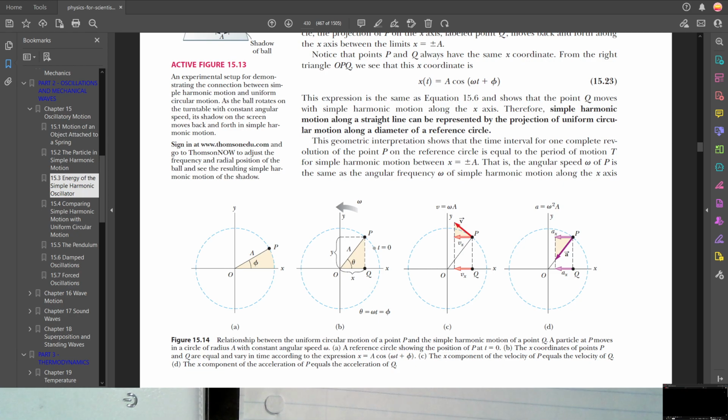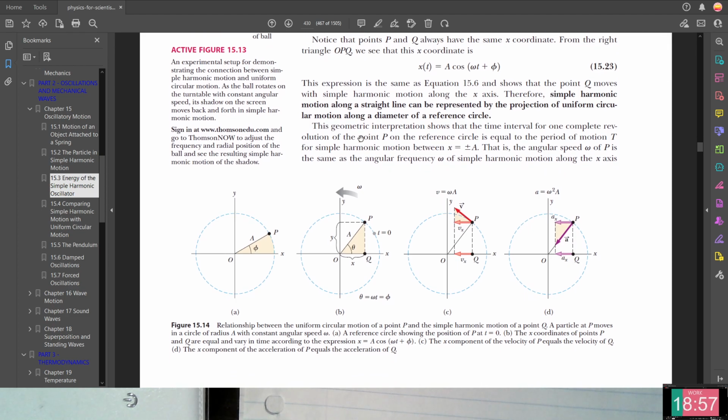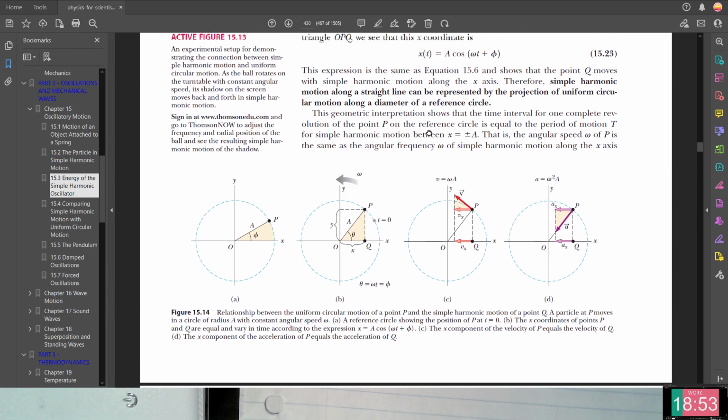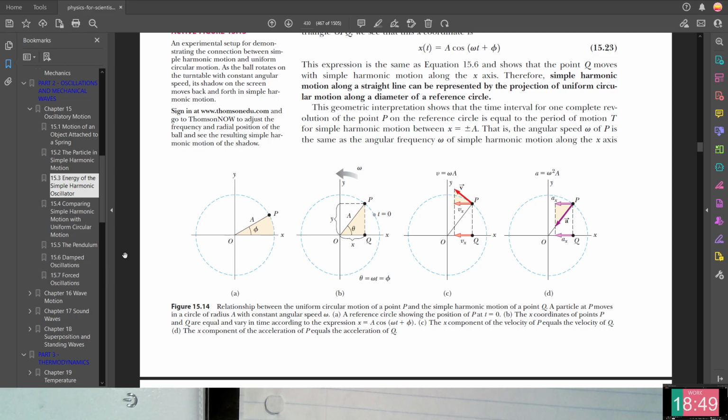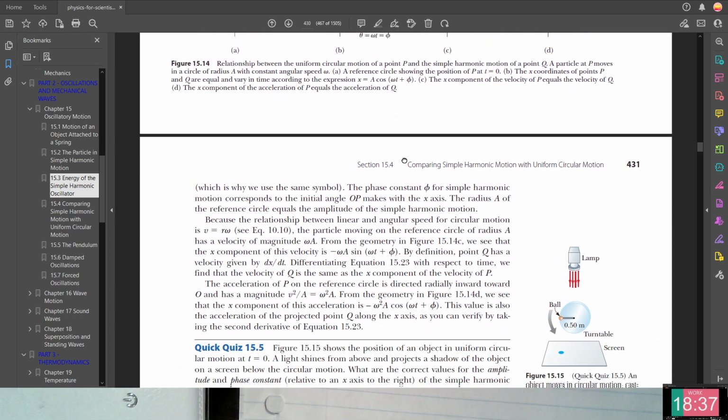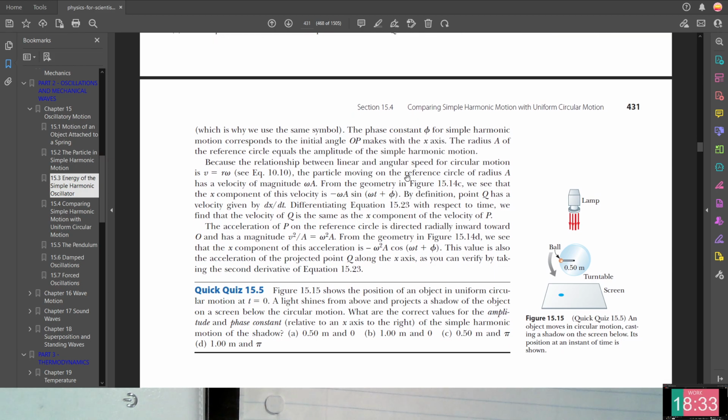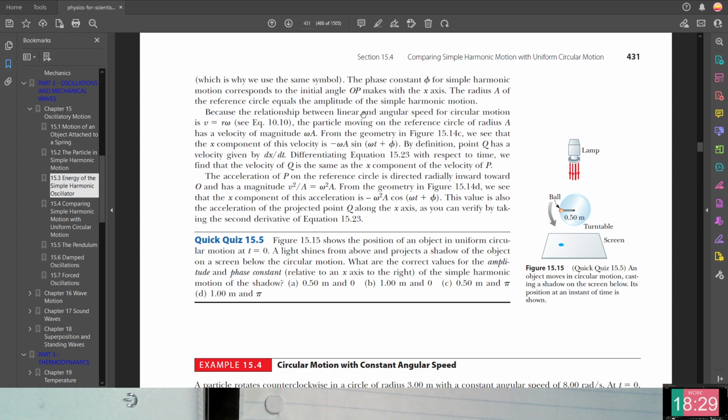Yep, never mind. Okay. Here we go. This expression is the same as 15.6. So basically what they're saying is, in simple harmonic motion, the thing moves basically in a circle. That's why it goes like cosine and sine and cosine and sine, a pattern to make a circular motion. The phase constant phi for simple harmonic motion corresponds to the initial angle of OP with the x-axis, terms O and P.